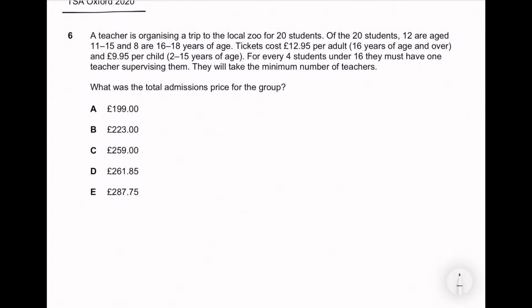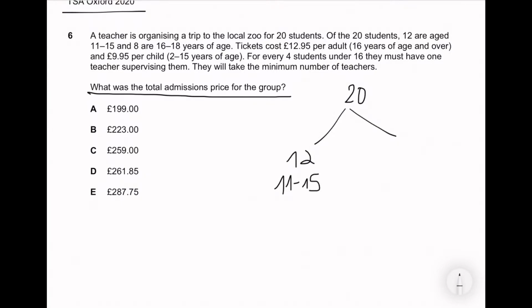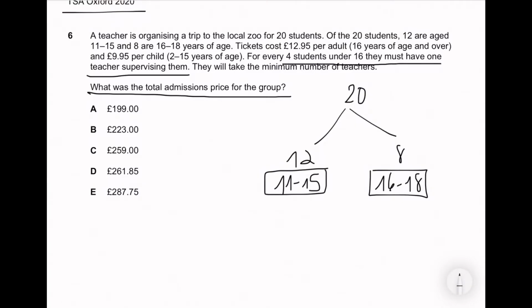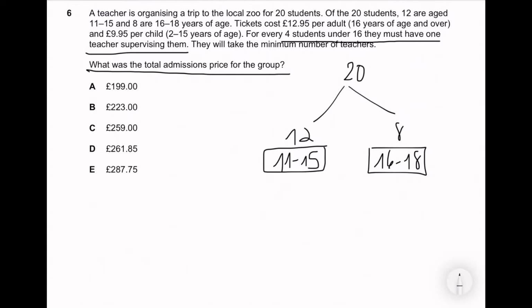So this question is pretty straightforward. What was the total admissions price for the group? Okay, so there are 20 students, of which 12 are 11 to 15 years old. And then there's 8 of them that are 16 to 18. That's pretty straightforward, right? For every 4 students under 16, they have to have 1 teacher supervising them. Okay, so under 16s are these students here.